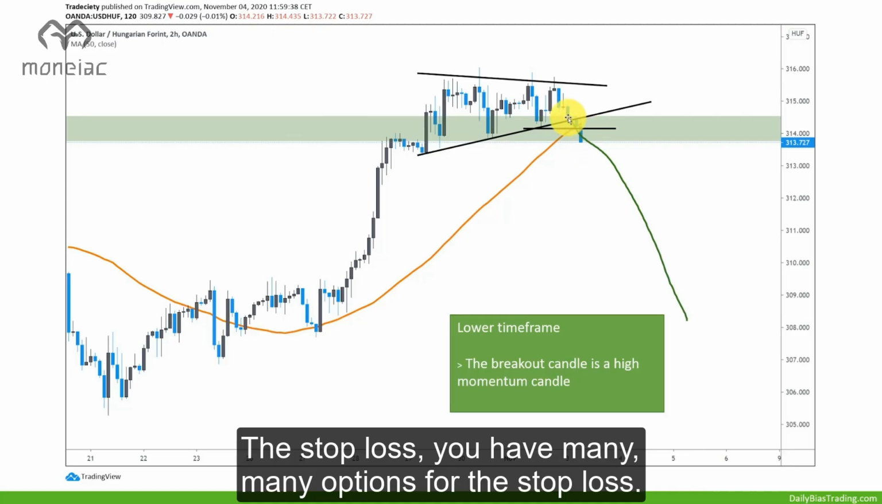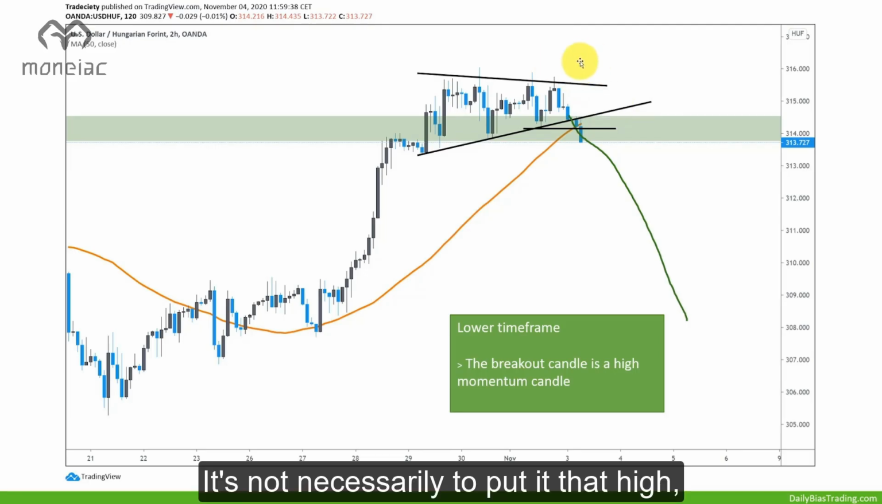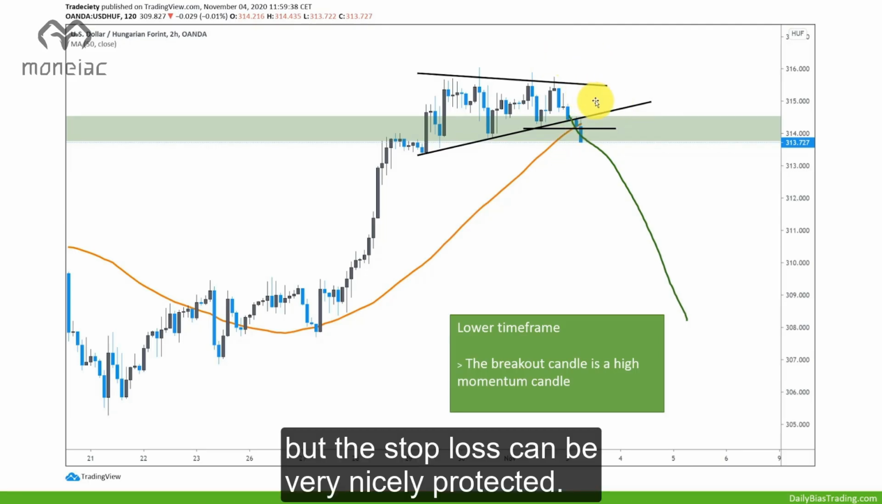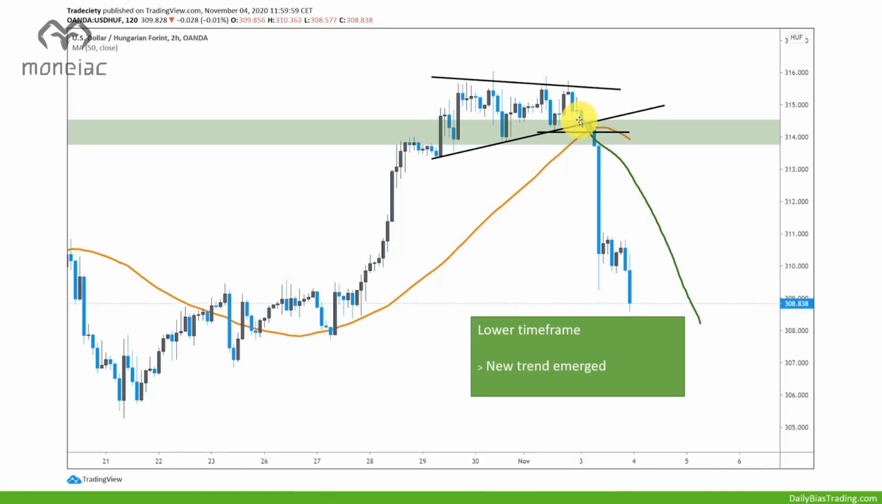The stop loss, you have many, many options for the stop loss. You want to put it above the moving average, probably also above the trend line. It's not necessary to put it that high, but the stop loss can be very nicely protected. And the protection of the stop loss is important, obviously. This is what happens afterwards.